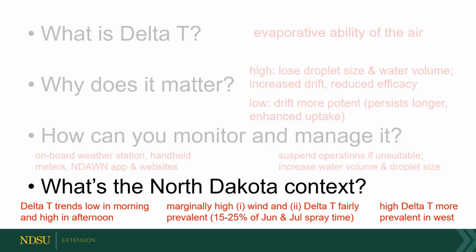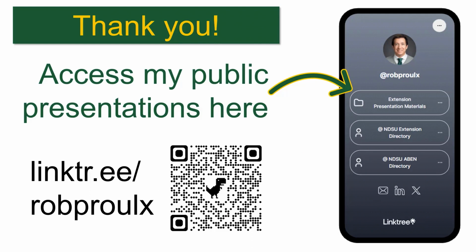And finally, what's the North Dakota context? Delta T trends low in the morning and higher in the afternoon. Marginally high wind and delta T are fairly prevalent, about 15 to 25% of the spray time in June and July, depending on the year. So have a plan for it. Have a plan for what you're going to do in those elevated delta T conditions, not just the elevated wind conditions that you might be used to managing. And finally, due to drier conditions being more common in the West, high delta Ts also seem to be more prevalent in the West.